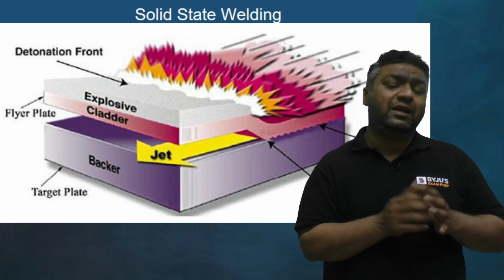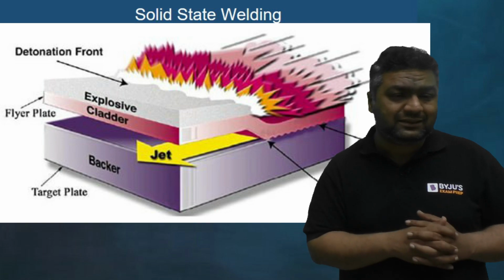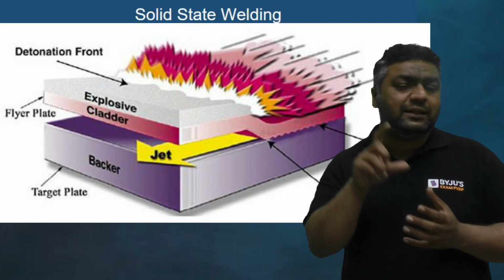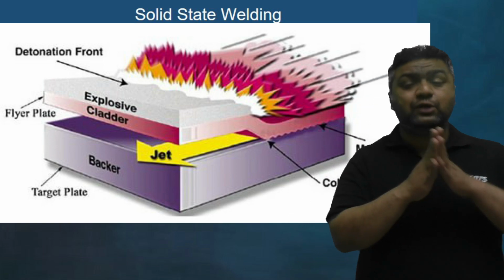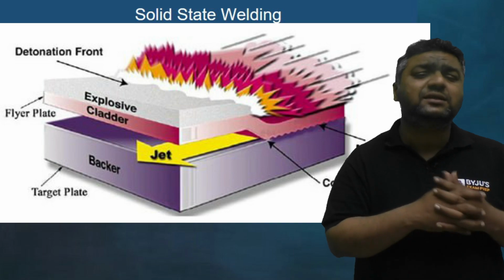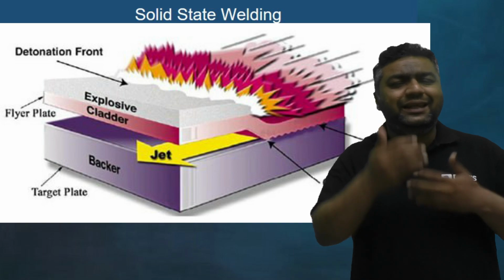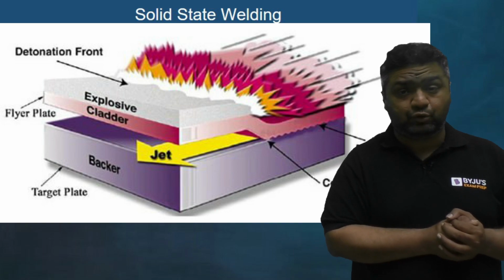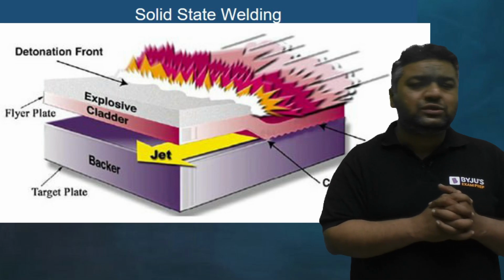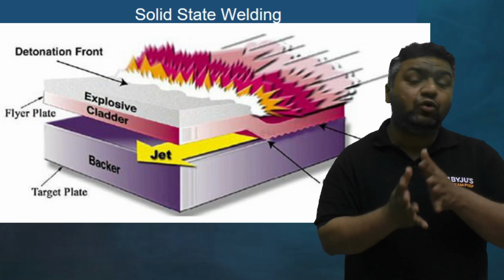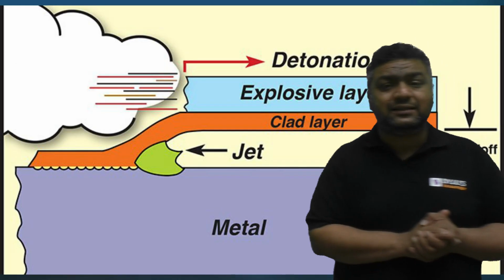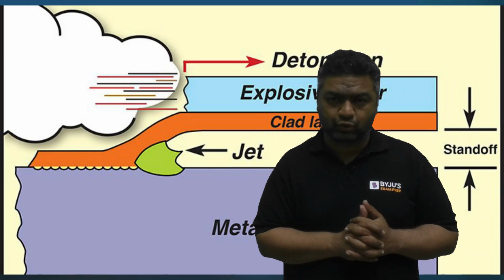So my dear, there are two things to note. One is the angle provided, the other is the gap, the standoff distance, provided from the flyer plate to the target plate. The distance is provided to give the initial impact required for the welding process. So here we are majorly using pressure for the welding process, and as we are not melting the plates, it is called a solid state welding process.